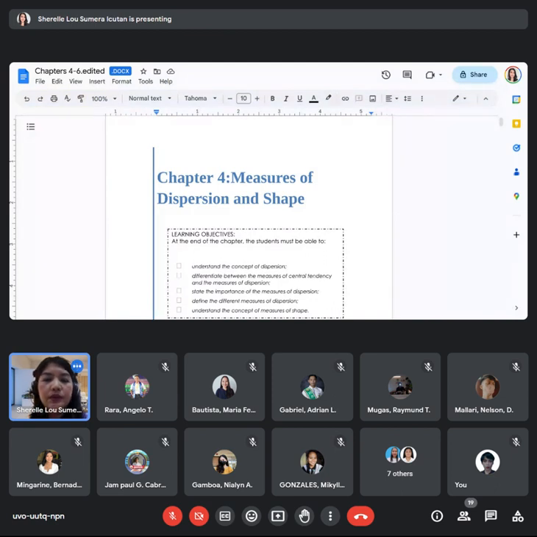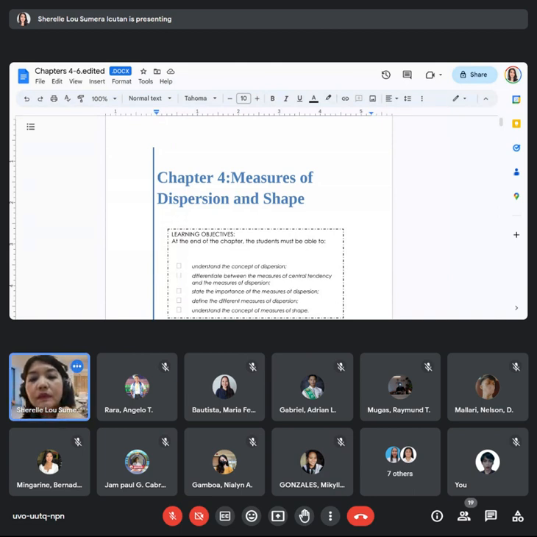So how are we going to compute for the measures of dispersion and shape? So what are these measures of dispersion? These are numerical values wherein you have to see how dispersed, gaano kawatak-watak yung data mo. So, if the measure of dispersion is zero, it means walang variation. Pare-pareho. Pero pag yung value mo ay farther from zero, 1, 2, 3, or more than, it means that your data is dispersed or watak-watak.